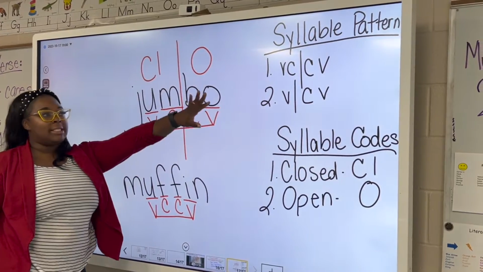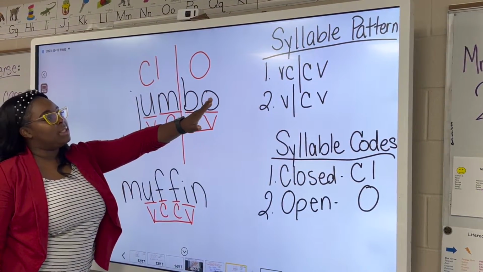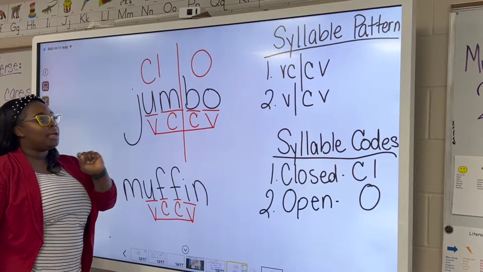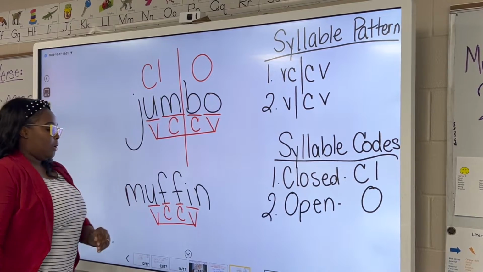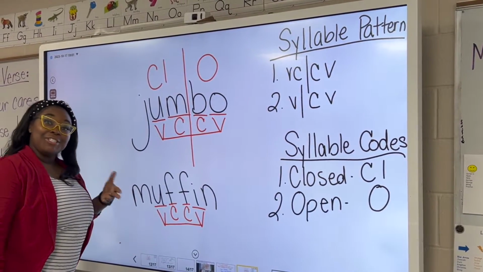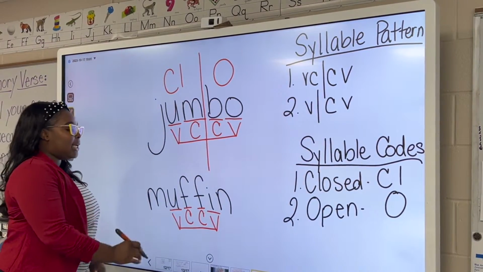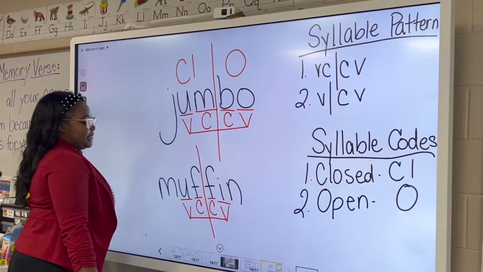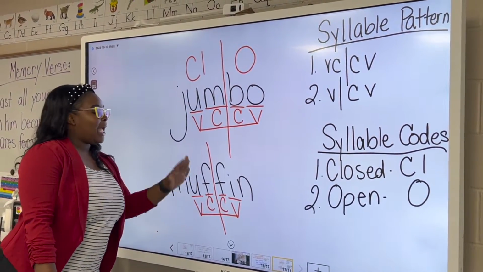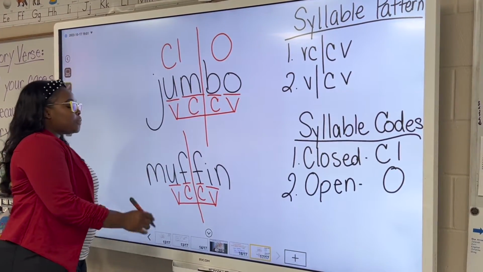Now I'm going to look at my syllable pattern, okay? I have VC, CV, that's the first pattern, and the second pattern is V, slice, CV. All right, well, let's look and see what I have. So I have VC, CV. I'm going to slice in between the two C's, the two consonants, okay? Now that I have sliced it, I know that I have two syllables.